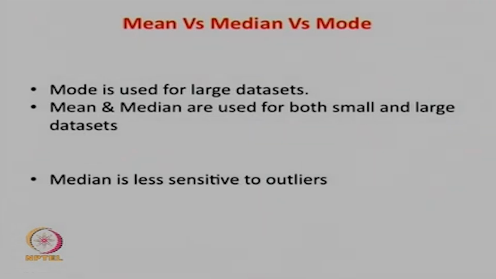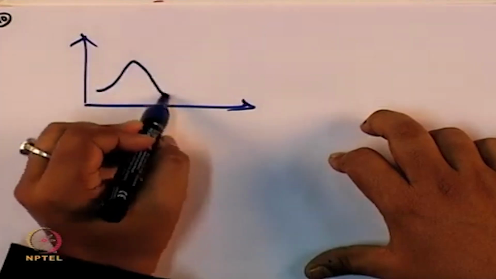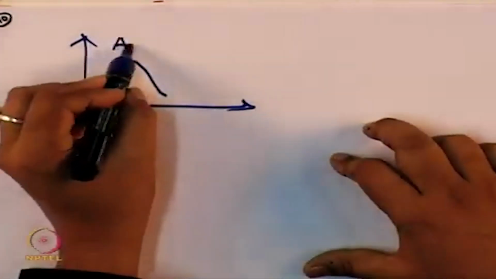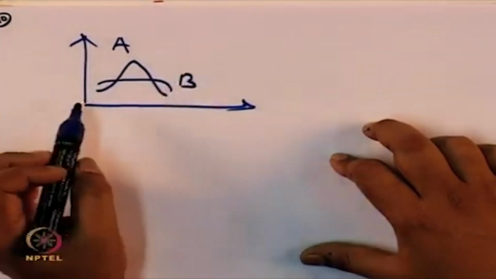There is another way of thinking about when to use mean, when to use median, and when to use mode. Let us say you did experiments with two experimental conditions A and B, and you have obtained your data set and you want to ask, do A and B differ? So, let us say you have done your frequency histogram, this is for condition A, and this is for condition B.